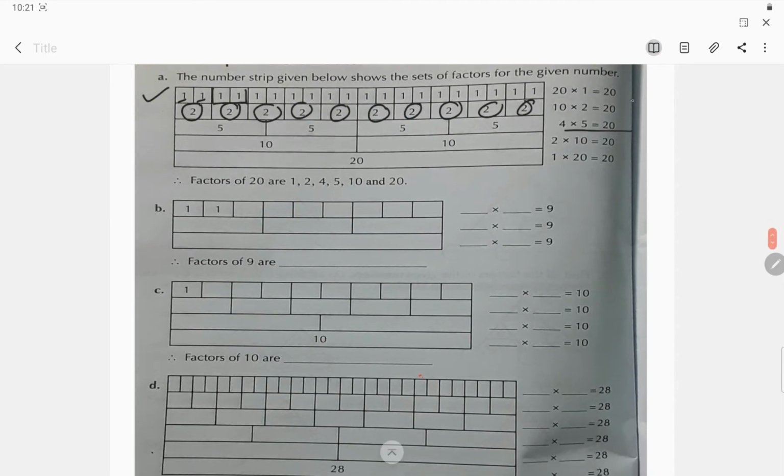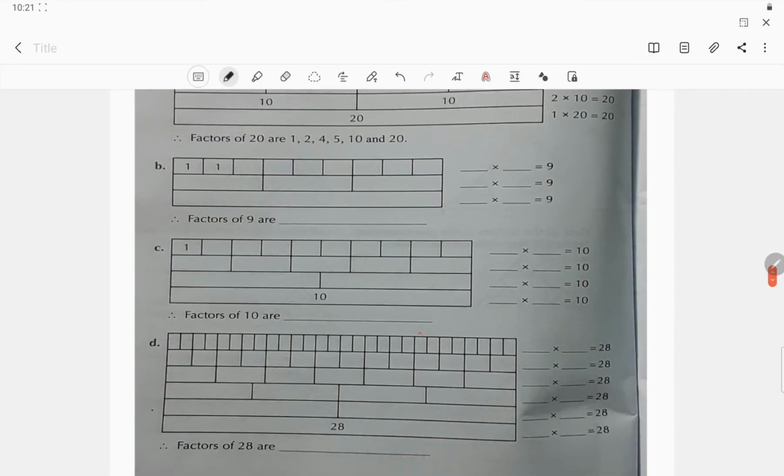So we have to fill up question number B. You have to put, in the first box, it is given in each box, the number will come 1, 1, 1, 1, 1, 1 and 1, right? Because if you add 1, 1 and 1, you will get 3. Here you will get 3, here you will get 3, and 3 3s are 9, right? So here how many ones are there? 1 2 3 4 5 6 7 8 9.